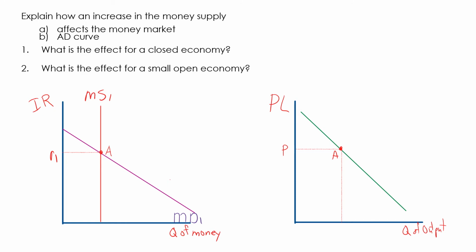All right, so it says explain how an increase in the money supply affects the money market and the aggregate demand curve. So what is the effect for a closed economy first? Okay, so let's talk about a closed economy first. All right, so we have a certain amount of money supply. We're at MS1, we're at A right now on the left-hand side. We have an interest rate R1.